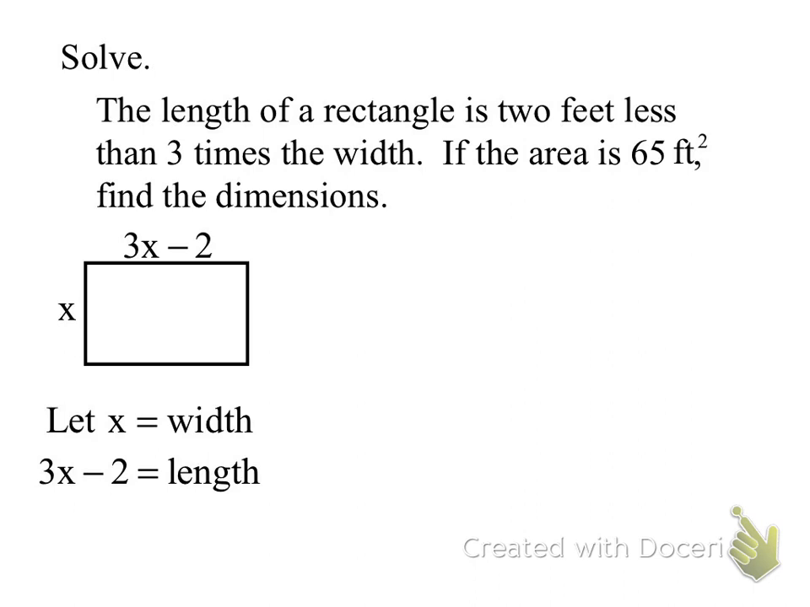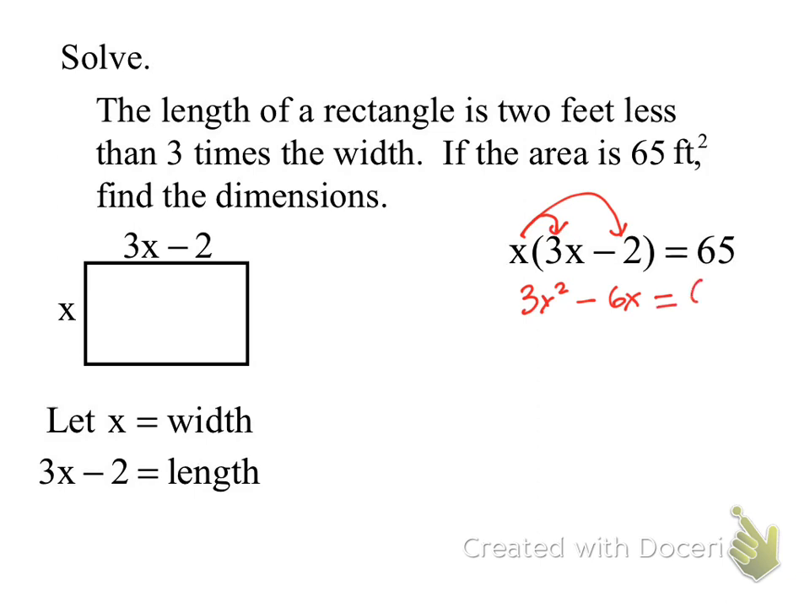And then it mentions area, so we have a formula that goes with that. They mentioned area in rectangles, so what's area of a rectangle? Equals? Good. So next, what do you need to do next? Yes. We distribute. And so we've got 3x squared minus 6x equals 65. Then we set it equal to 0.